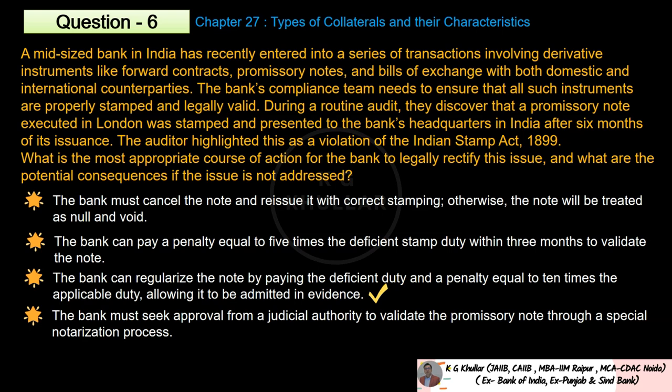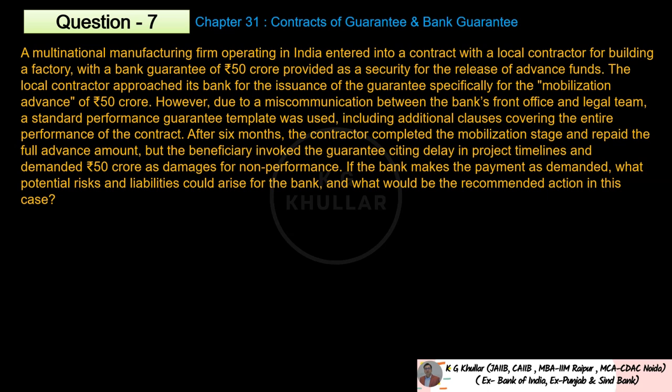The next question is from chapter 31, that is contracts of guarantee and bank guarantee. And the question is, a multinational manufacturing firm operating in India entered into a contract with a local contractor for building a factory with a bank guarantee of Rs 50 crores provided as security for the release of advance funds. The contractor approached its bank for the issuance of the guarantee specifically for the mobilization advance of Rs 50 crores. However, due to a miscommunication between the bank's front office and legal team, a standard performance guarantee template was used, including additional clauses covering the entire performance of the contract.